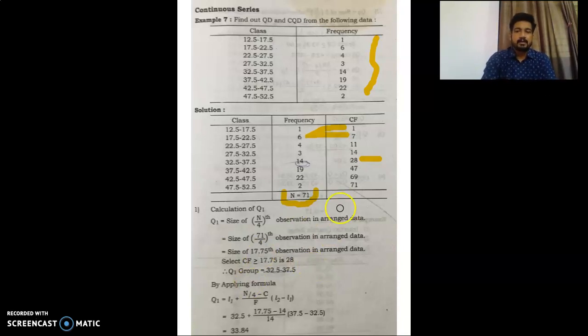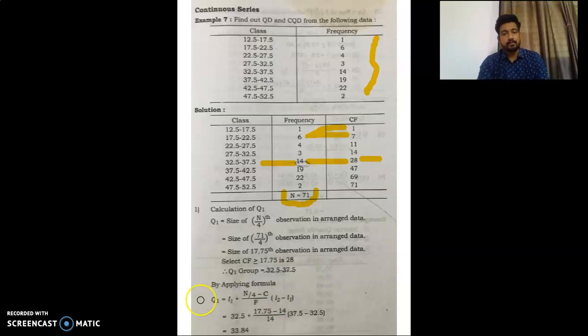So the ideal thing and the exact value for this is 28, and the group will be 32.5 to 37.5, and the original frequency will be 14. So these data sets are very important for us for moving ahead. So Q1 group equals 32.5 to 37.5. The difference between them is 5.